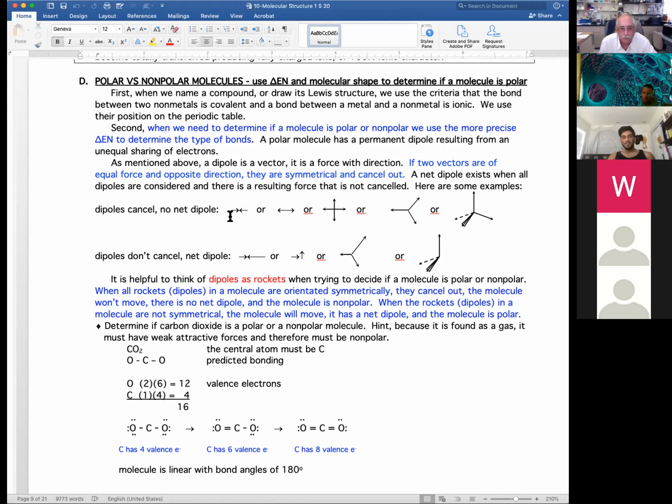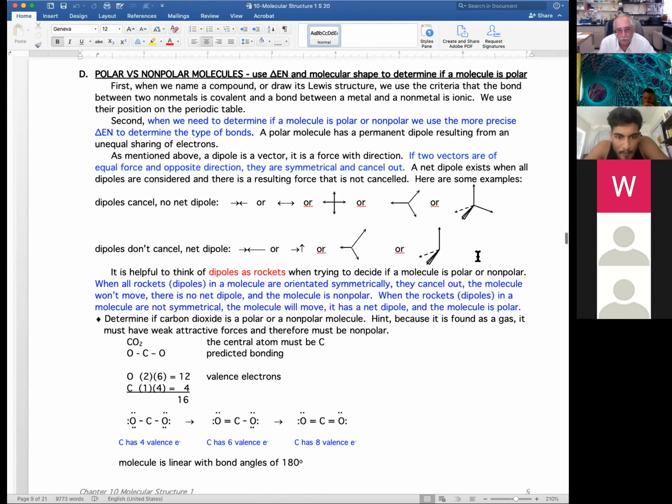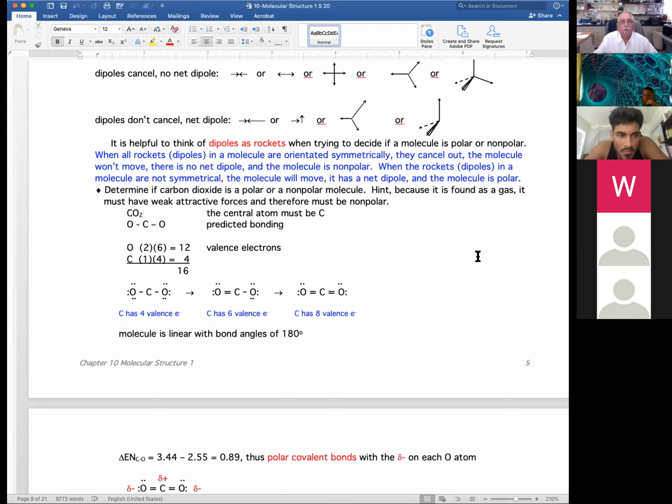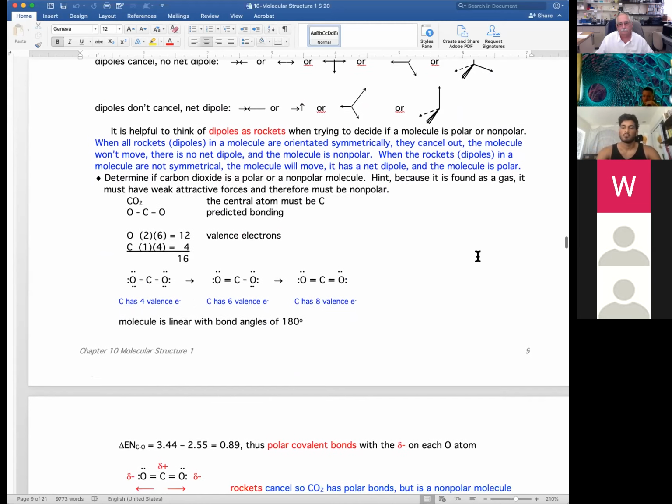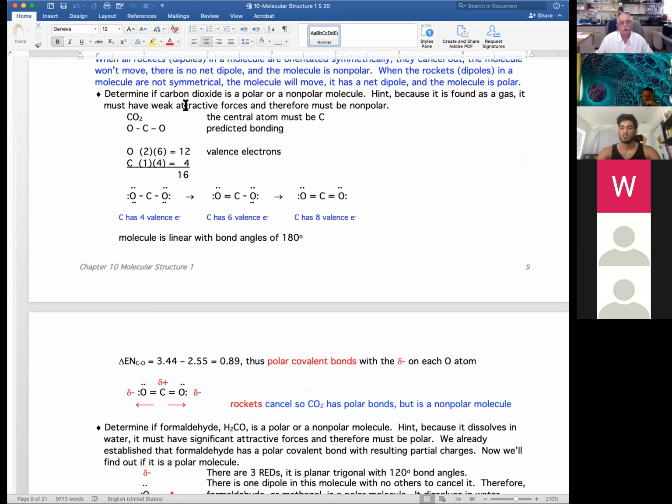So here are situations where the dipoles cancel. These are non-polar molecules. Here's where the dipoles don't cancel. So let's look at carbon dioxide for a minute. Determine if carbon dioxide is a polar or non-polar molecule. We're going to put a lot of things together right now. So here's the formula. Now we have to decide which will be the central atom. I would predict carbon.